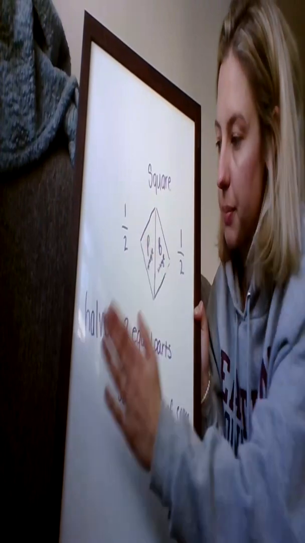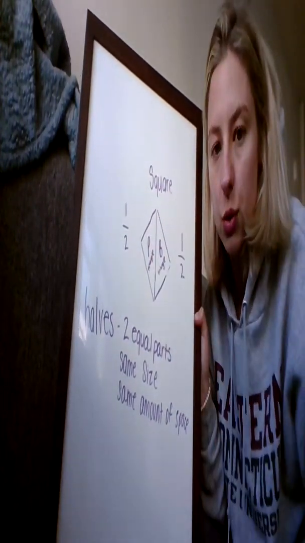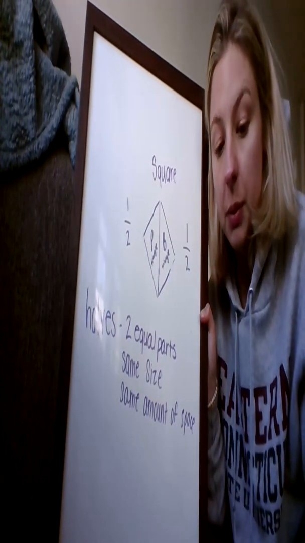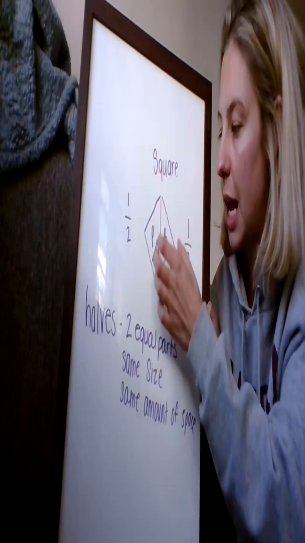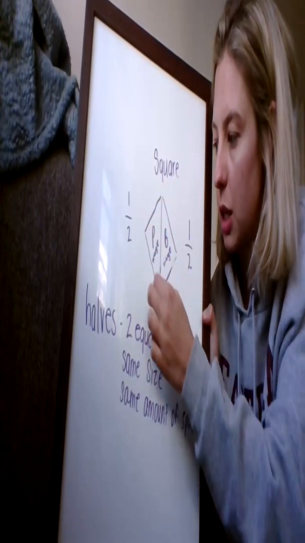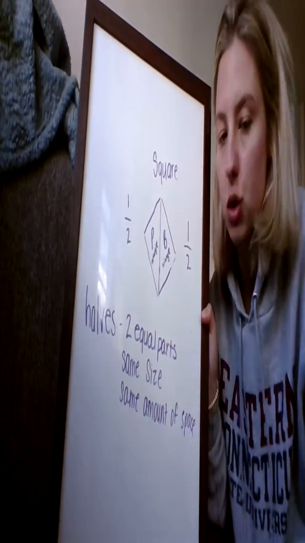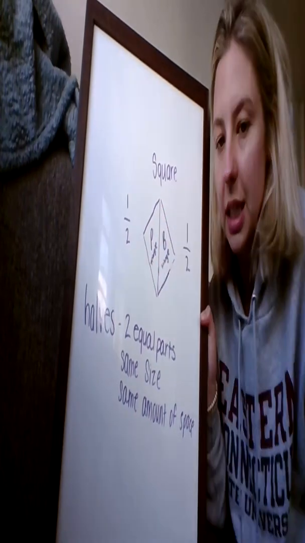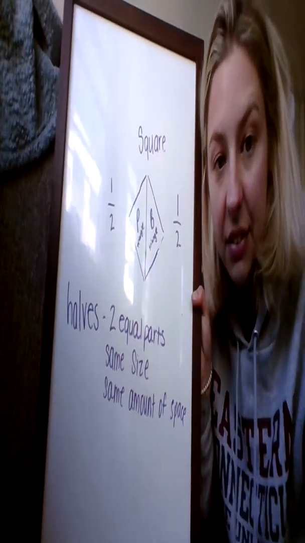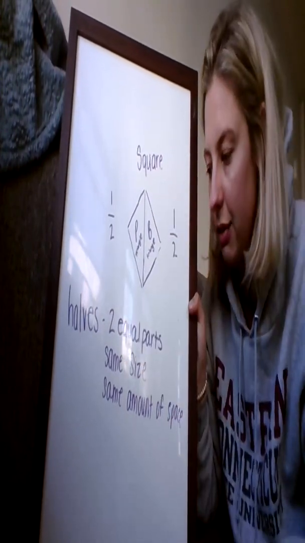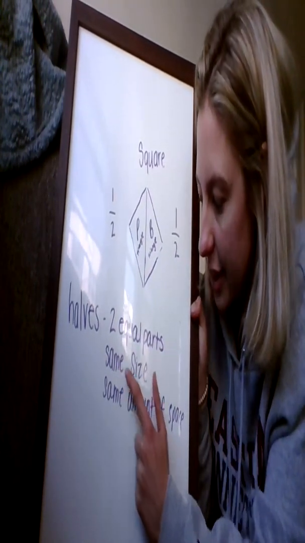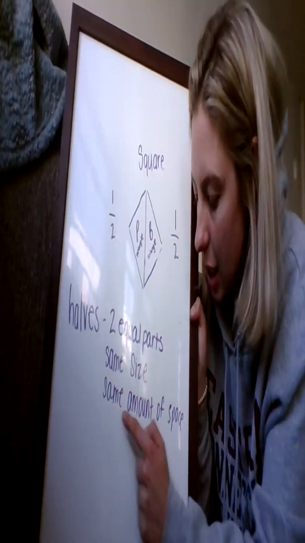Let me just go over it one more time. We started with our 2 triangles and we made a bigger shape. Now our whole is a square. Our halves are equal in size. They were both triangles, and 2 of them put together make a square. Halves, the definition of halves, if you split something in half, is 2 equal parts of the whole. They are the same size, and they take up the same amount of space.